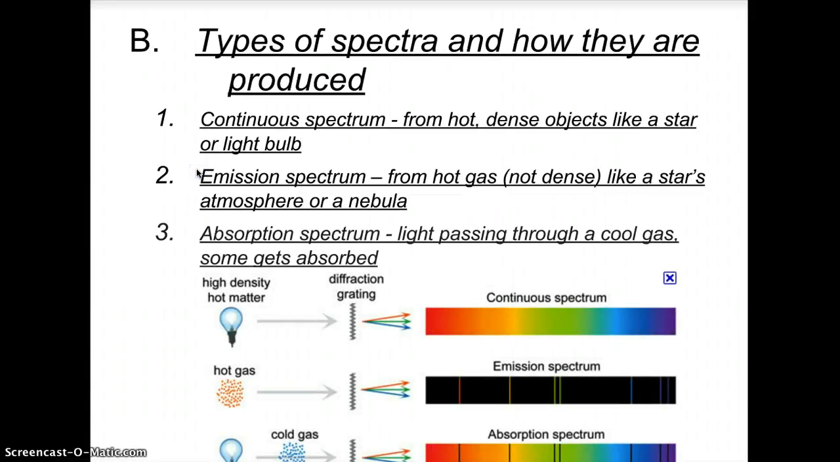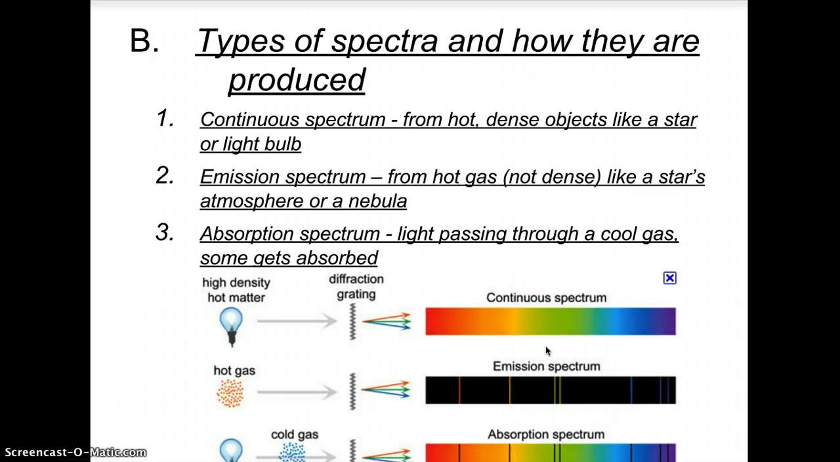Alright, so the types of spectra we just talked about, there's three different types. There's continuous, there's emission, and there's absorption. So a continuous spectrum is typically the spectrum of light that we would see from a hot, dense object like a star or a light bulb. So that would be the one on the top down here, the high density hot matter producing light, and that's where we're going to see the continuous spectrum. We're going to see all of the colors of the visible spectrum coming in the form of white light.